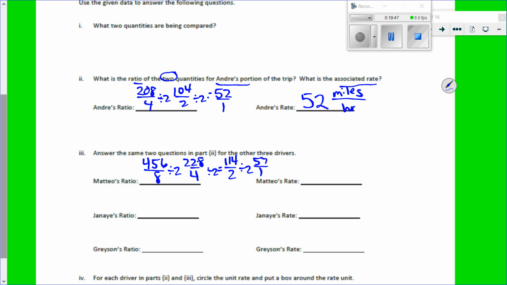Now when we move to rate, I take the ratio in simplified form, 57 over 1, and now I just write it as one number, 57. The key on rate is I need to include my units. That's miles over hour.